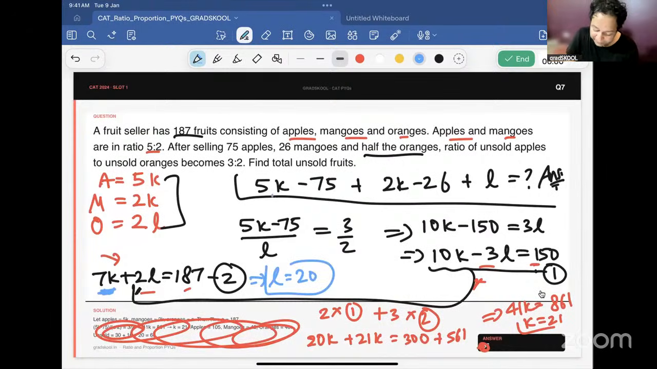So 5K plus 2K, 7K, 147 plus 40 is 187, 187 minus 26, 161 minus 75. Okay, so we got the answer as 66. That is the correct answer.